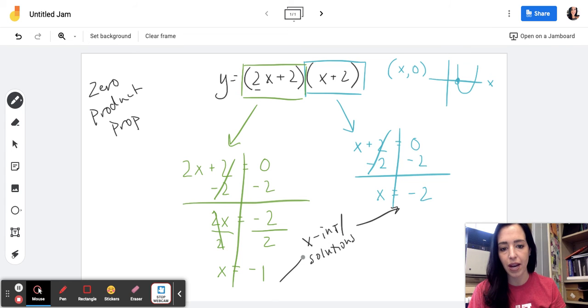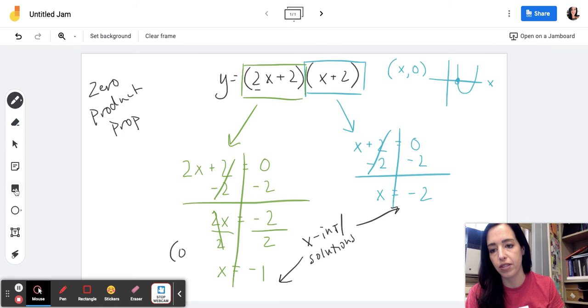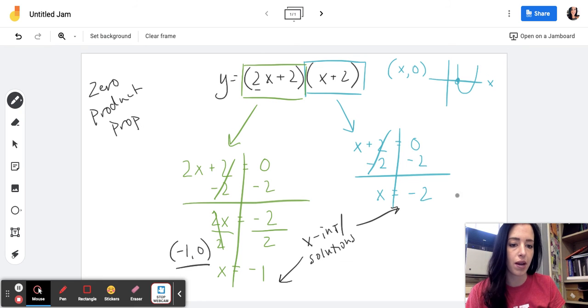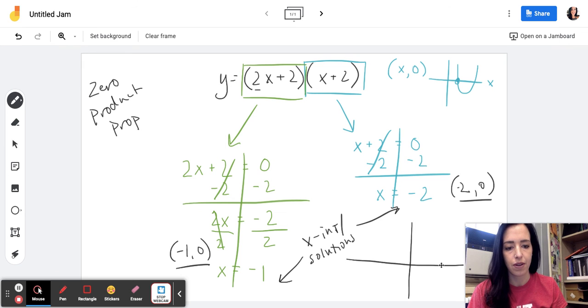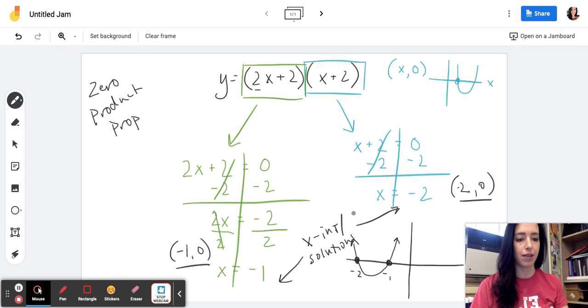Right here and right here. I could rewrite it as not 0, negative 1, my bad, as negative 1 comma 0. So an x-intercept is at this point, and the other x-intercept is at negative 2 comma 0. If you want to visualize that on a graph, we can think of this as the negative 2 and this as the negative 1. My parabola would look something like this, and my x-intercepts are going to be right there.